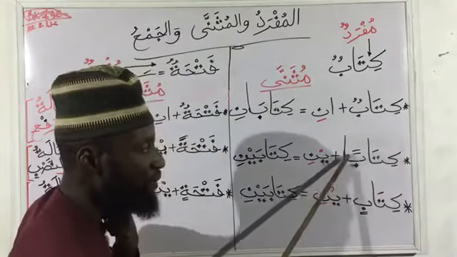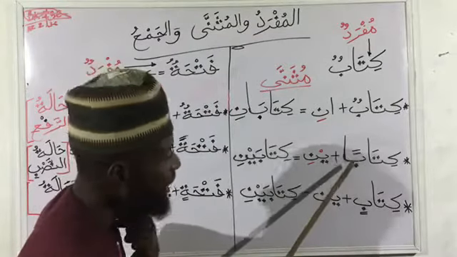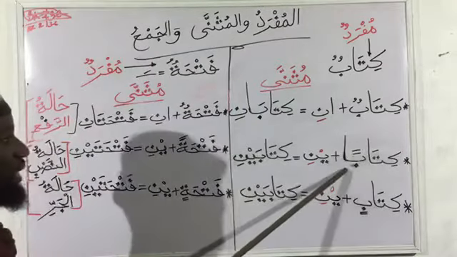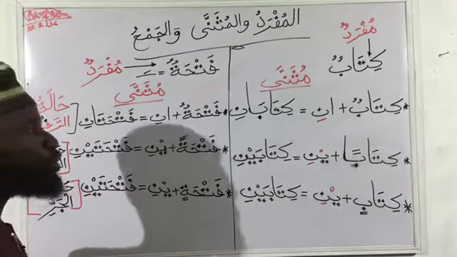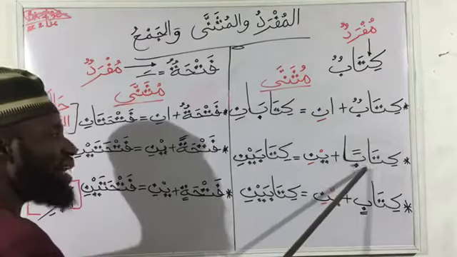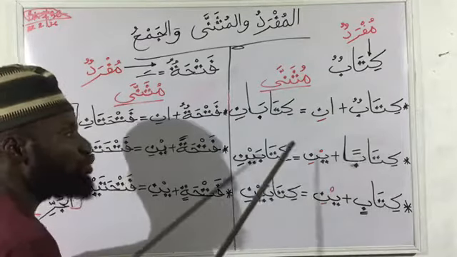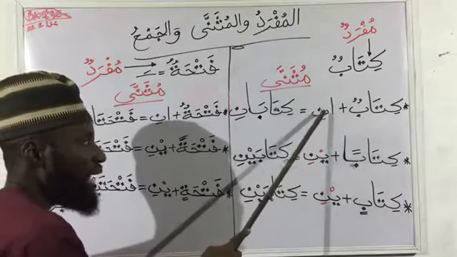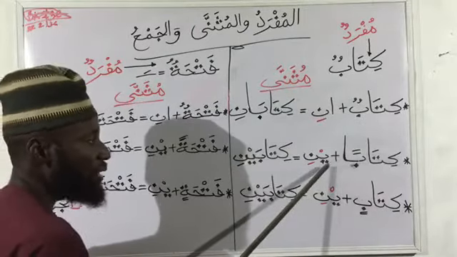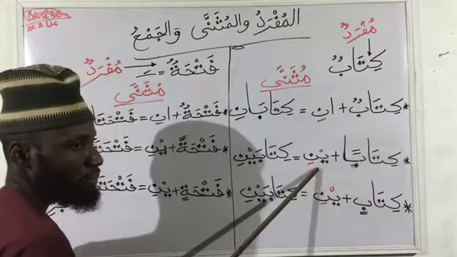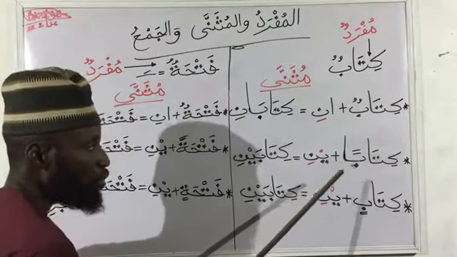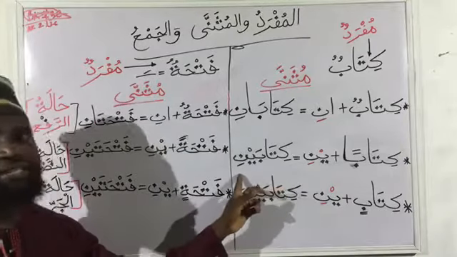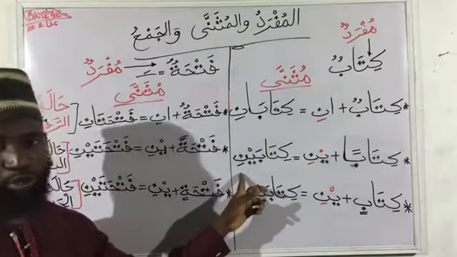Why do we put alif here? Because we are using fathatan. The alif here does not really matter. It's because you are writing fathatan, that's why the alif is beside it. So when you want to convert kitaban to dual, to muthanna, you are not going to add alif and nun. Rather, you add yaa and nun. When the yaa and nun is added, it will become kitabayni. It also means two books.